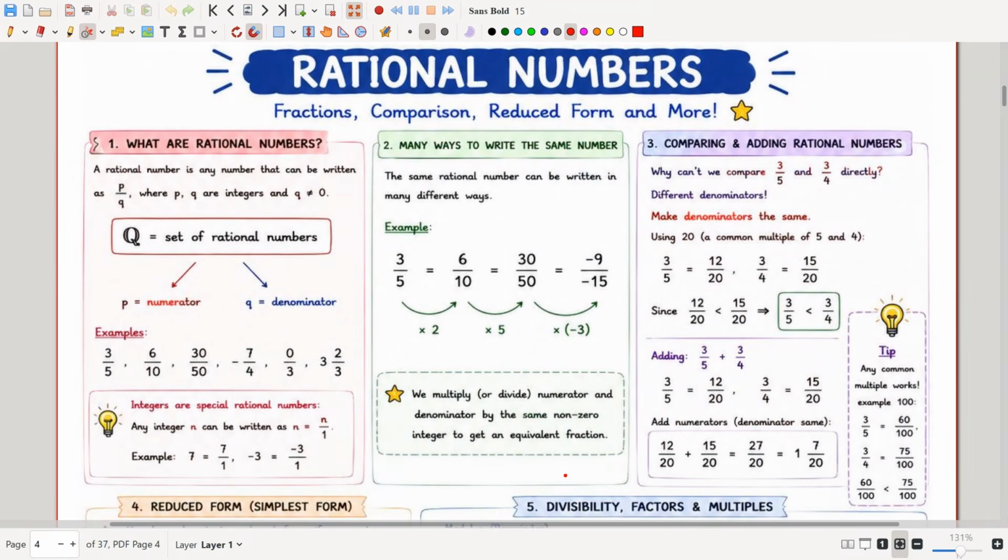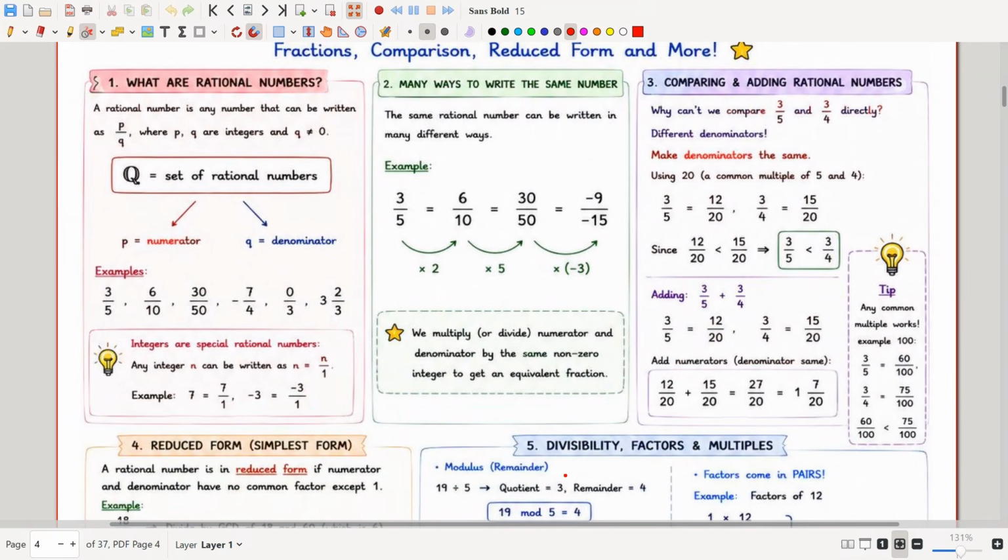Now, let's move on to rational numbers. A rational number is any number that can be written as P by Q format, that is as fractions. If you can write some numbers as fractions, then it is called as rational numbers, where P and Q are integers and Q should not be equal to 0. For every rational number, the denominator Q should not be equal to 0.